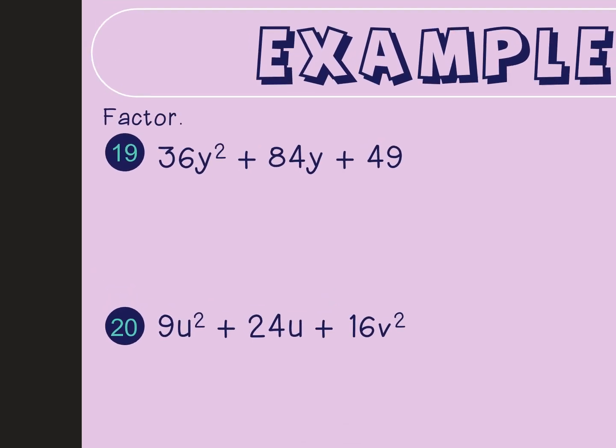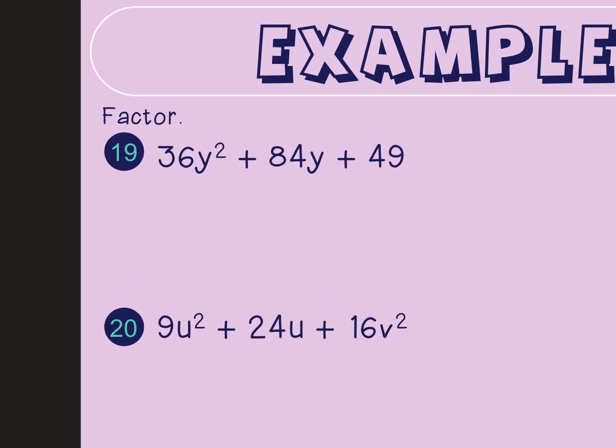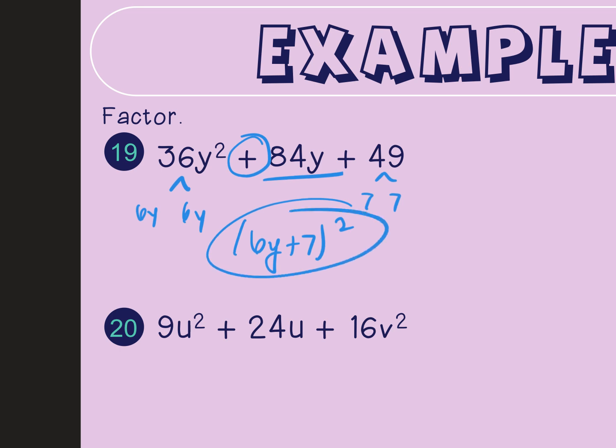All right. Ooh, man, now my numbers are getting a little bigger. Is there a GCF with 36, 84, and 49? No, but let's just get in the habit of looking. So let's take, is the first term and the last term, are they both perfect squares? So 6y, 6y, 7 and 7. So if I multiply the first times the last and double it, do I get the middle term? Well, 6 times 7 is 42 times 2 is 84. That works. So that sign right there is going to be my sign in the middle. 6y plus 7, quantity squared.